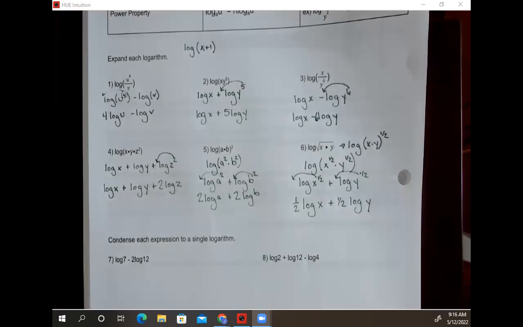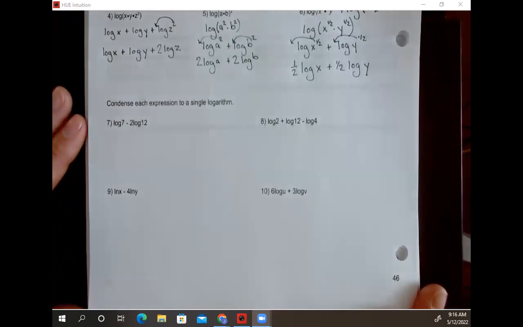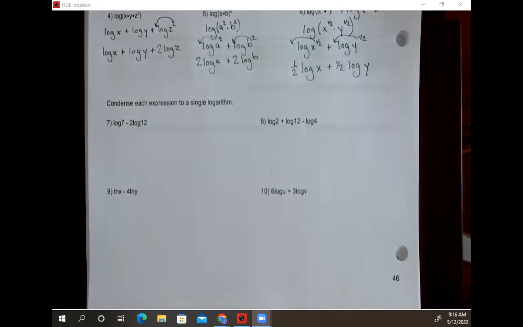Depending on the setup of my problem, it might be to my advantage to have a very simple argument for my log. Depending on the setup of my problem, it might be to my advantage to have just one log. That's why we learn these properties and we practice them both ways. At the bottom of page 46, we're going to look at what's called condensing these logs. So condense means shrink it down to just a single log. The argument might be complicated and messy, but that's okay. The idea is we only see one log.